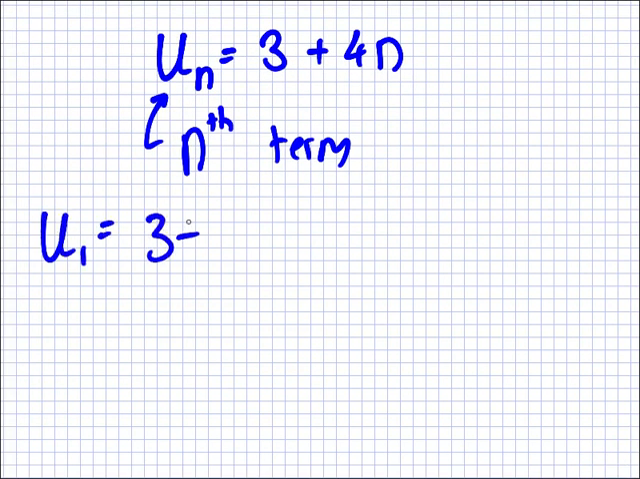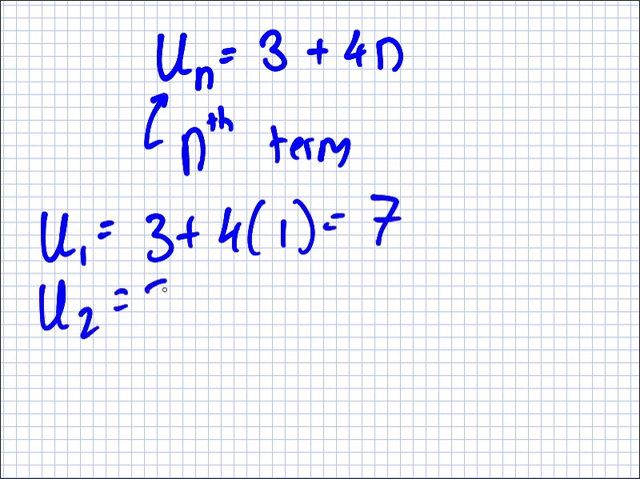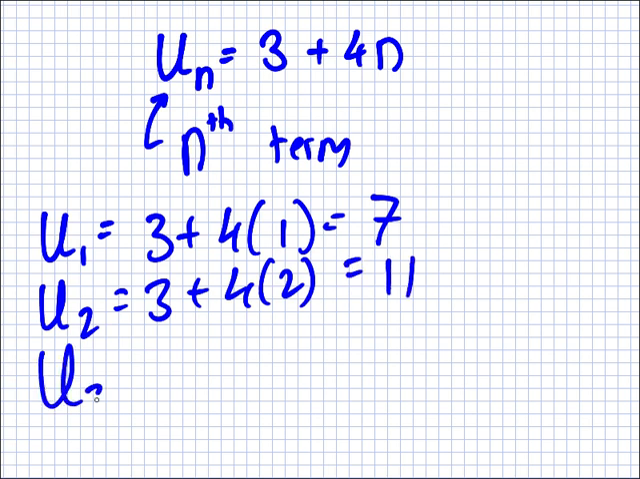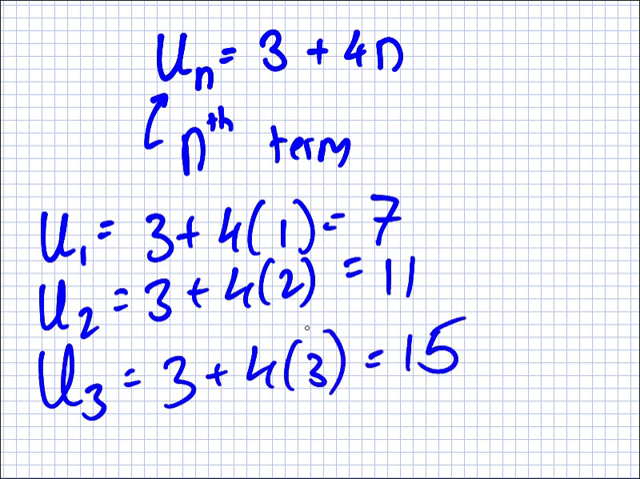That would be 3 plus 4 times 1, which would be 7. And then u2 would be 3 plus 4 times 2, which is 3 plus 8, isn't it? 11. And then u3 would be 3 plus 4 times 3. What's that, 15? Like that. So all of these obey a direct formula. Okay? Sometimes it's possible to write the rule in a formula form.